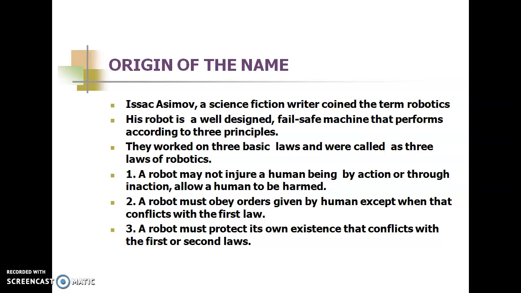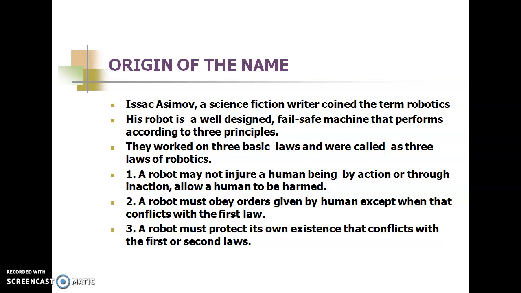the robot must protect its own existence where that does not conflict with the first or second law. So it has to protect itself. So the third law. So first is for the human safety. Second one is it has to obey the orders of the human beings. And third law represents the robot safety. So the robot safety is put in the third place.